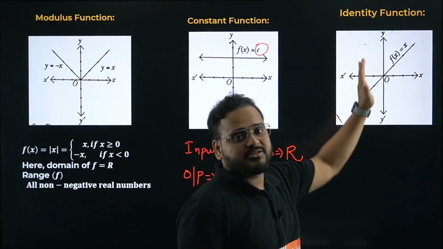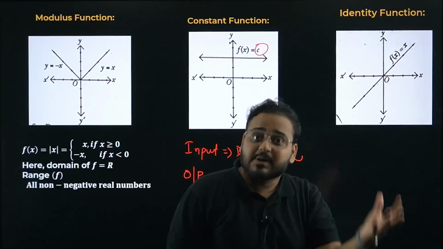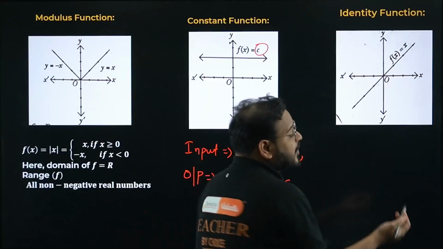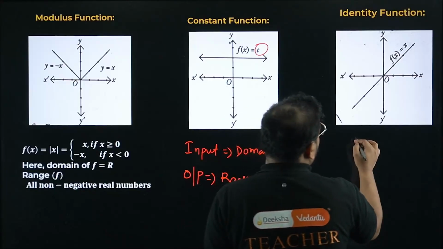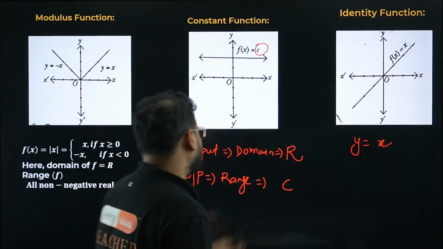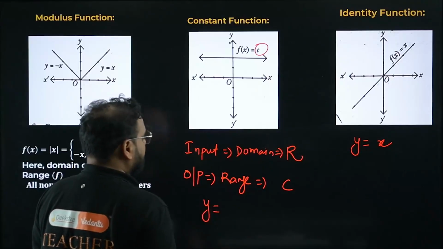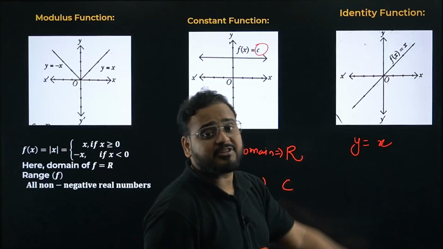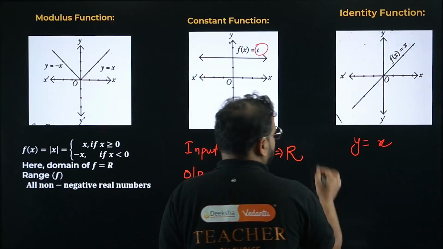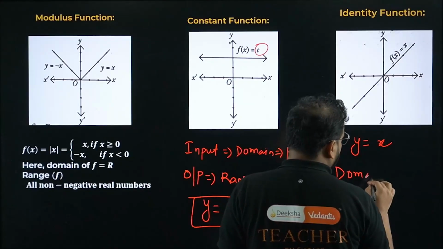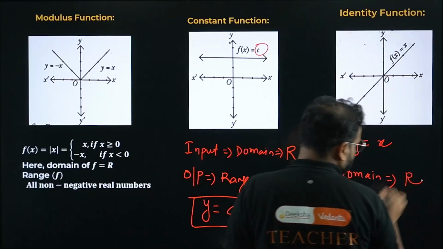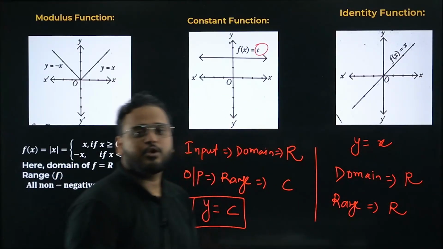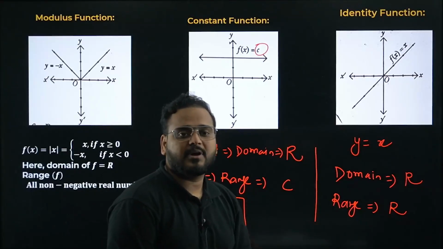Next is the identity function. In this machine, if you put in any input, the output is the same. Whether you take x as 1, y will become 1. The function is defined like this: y equals x. Over here, for the constant function, you define the function as y equals C. For the identity function, we have the function definition y equals x. The domain, or the input of the machine, will be all real numbers, and your range is as well all real numbers. I hope this is clear.